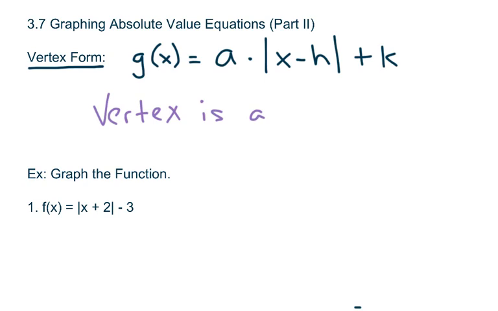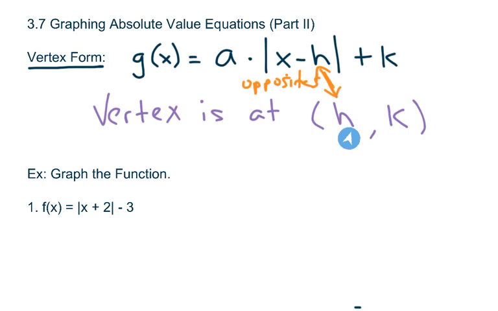So the vertex is at an ordered pair, h and then k. The vertex is at (h, k). Now what I want you to notice is that these h's are opposites. This one is negative h, this one is positive h. These are opposites. So if this is minus 2 on the inside, the x-coordinate of the vertex is positive 2. Or if this was x plus 3, then the vertex would be at negative 3.